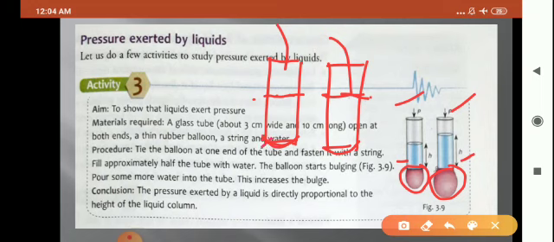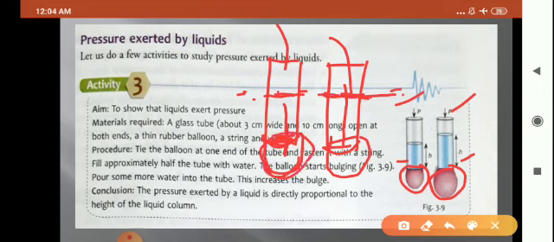So what will happen? I told you that the bottom is open, so as you pour the water, the balloon will start bulging. Here also, as the water goes down, the balloon will start bulging. Now since the level of the water in both the glass tubes is the same, the amount the balloon will bulge will remain the same.